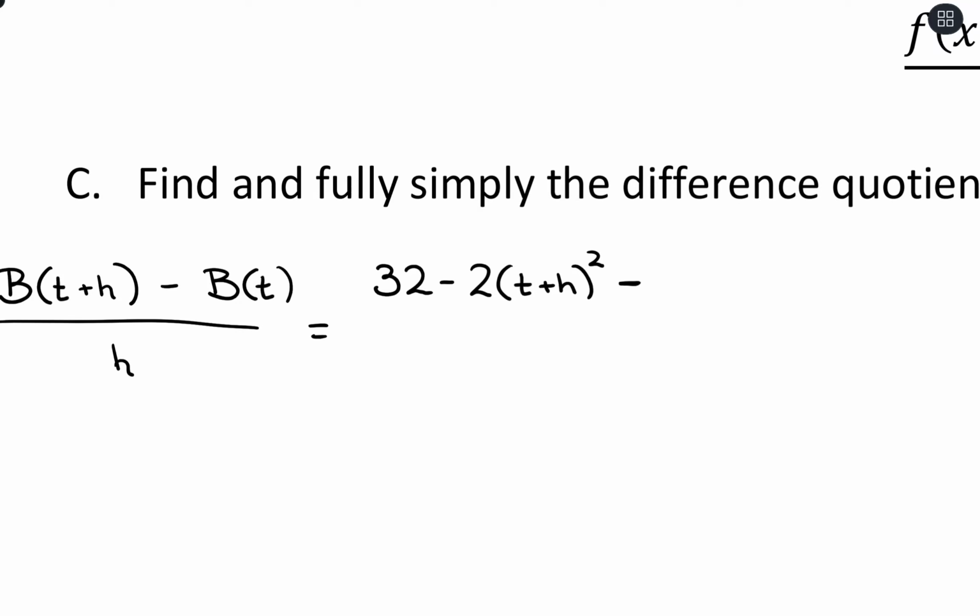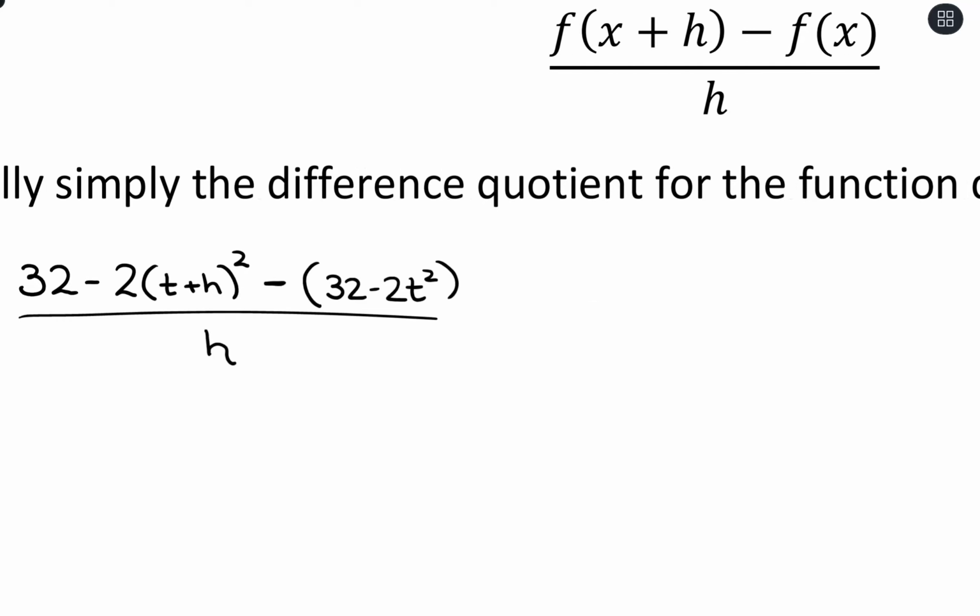Okay, and then we're going to subtract our function in parentheses of 32 minus 2t squared all over h. Now this difference quotient is going to be something that comes up quite a bit in calculus, especially at the beginning of the course. So want to get used to kind of plugging into this and simplifying.